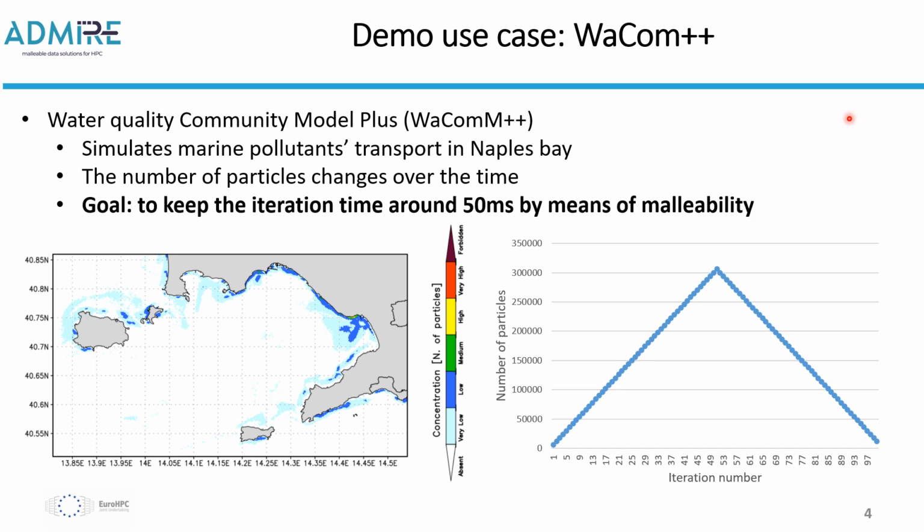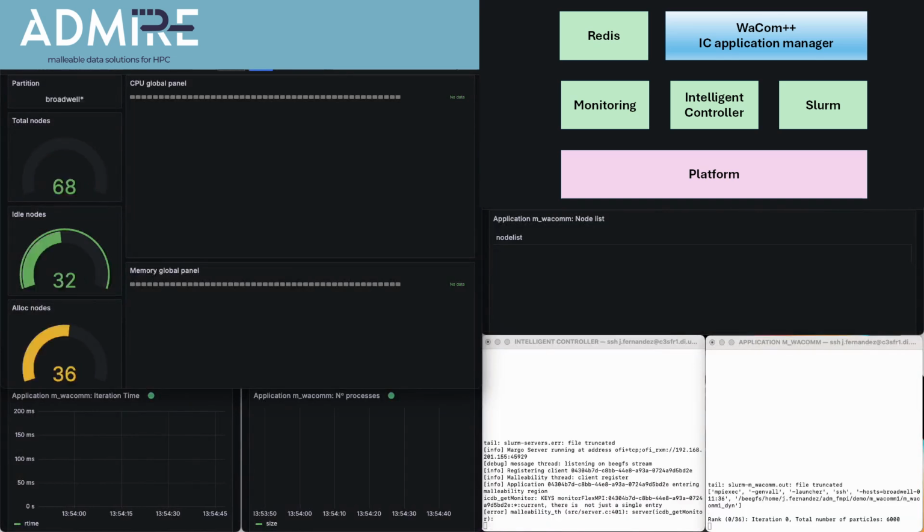The goal of this demo is to keep the iteration time around 50 milliseconds. This means that when the number of particles increases, the intelligent controller will create more processes, and it will reduce its number when fewer particles are simulated. Let's begin with the demo video.